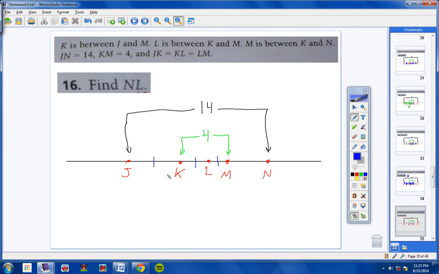Let's see, we know from J to K is 2, from K to L is 2, from L to M is 2, from M to N is 8. And we are being asked to find the distance of NL. So from N all the way over to L. So this whole distance right here, okay? From L over to N. Well, from L to M is 2, and from M to N is 8. So 2 plus 8 would be 10. So the measurement or the length of LN or NL would be 10.